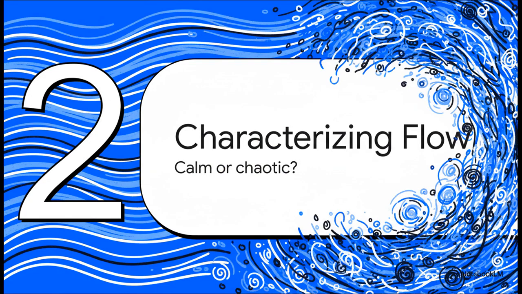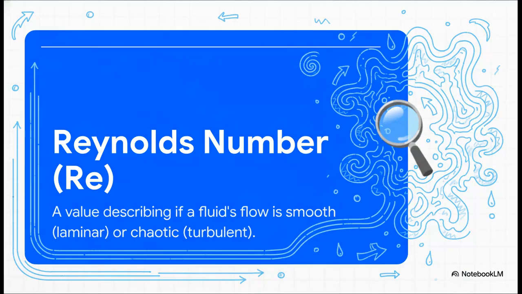Well, before we can find that number, we have to get to know our fluid a little better. We need to figure out its personality. Is it flowing nice and smooth, or is it just total chaos? And the way we measure that is with something called the Reynolds number. Seriously, just think of it as a flow chaos meter. If the number is low, the flow is smooth, predictable. We call that laminar. But if the number is high, whoa, it's a mosh pit.